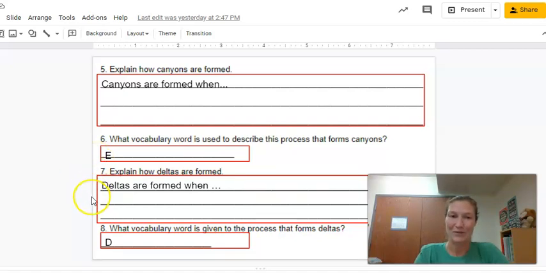Explain how deltas are formed. Deltas are formed when... how are they formed? Where are they formed? What vocabulary word is given to this process that forms deltas? It starts with the letter D this time.